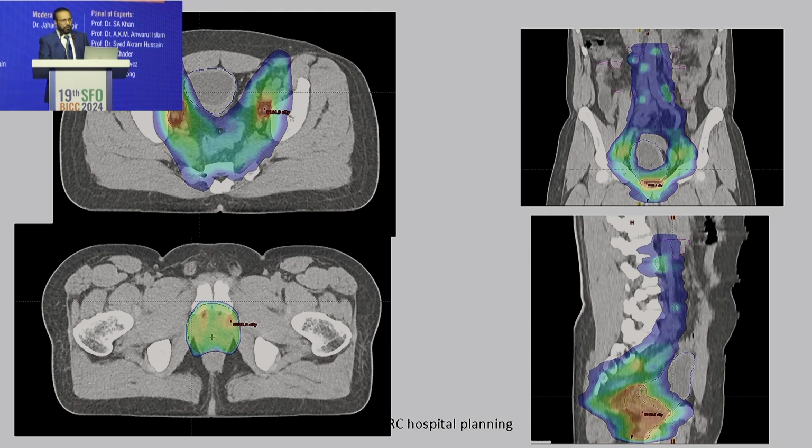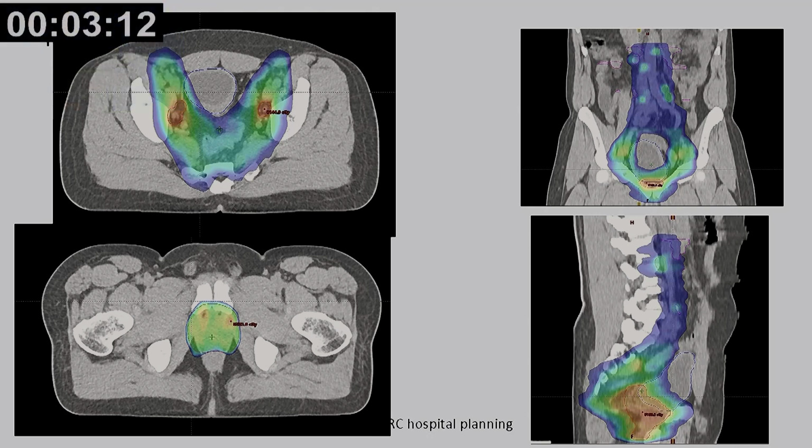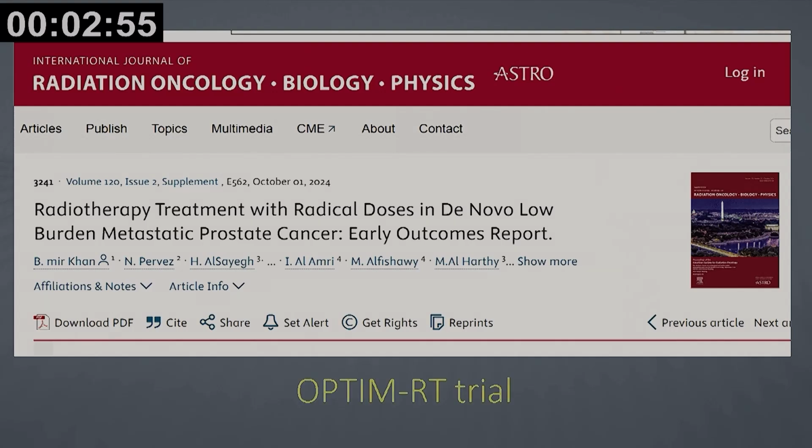This is one of the patient examples. The brighter red color is 68 gray in 25 fractions, the green color is up to 60 gray in 25 fractions, and the elective nodal volume, in blue, is 45 gray. We treated 25 patients, collected their data, and submitted to ASTRO, and they asked us for an oral presentation. Unfortunately, I could not travel because I was switching my job, but it is in the Red Journal, where they showed the results.